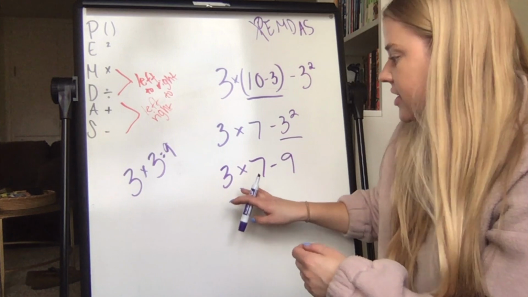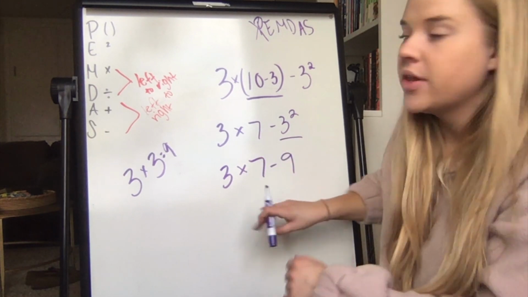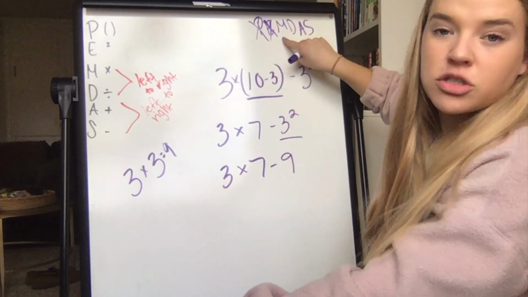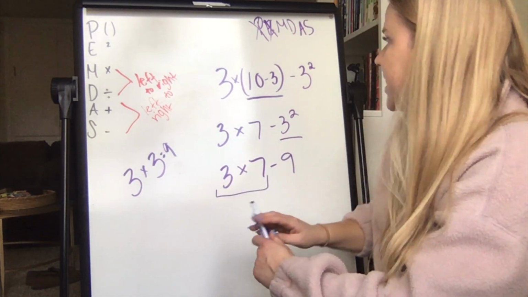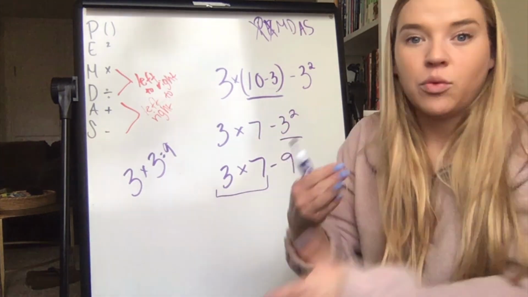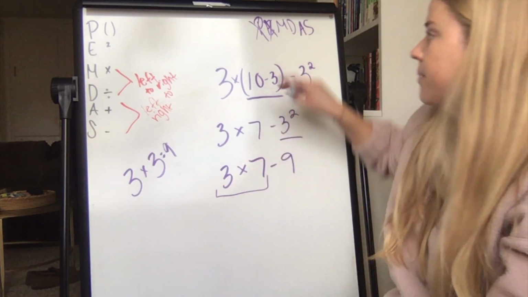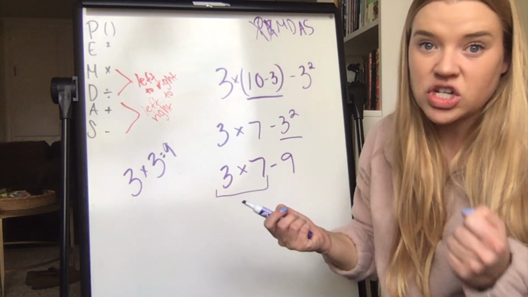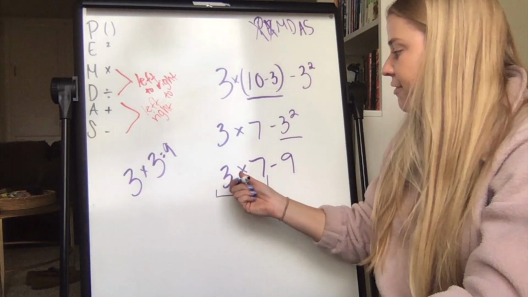Now I'm looking at this and I know that I have a multiplication problem and a subtraction problem. I've solved my exponents, so I have multiplication next. If I had division, I could remember those two things are grouped together, so it would be whatever came first. But this group is before this group, which means I'm still solving multiplication and division before addition and subtraction. So I have 3 times 7.